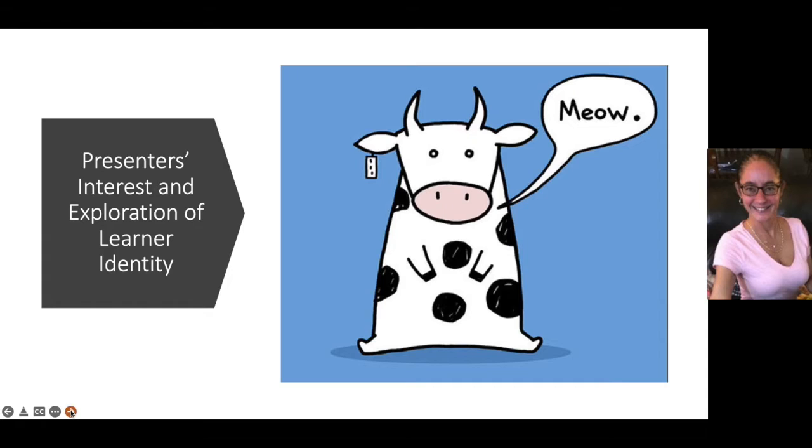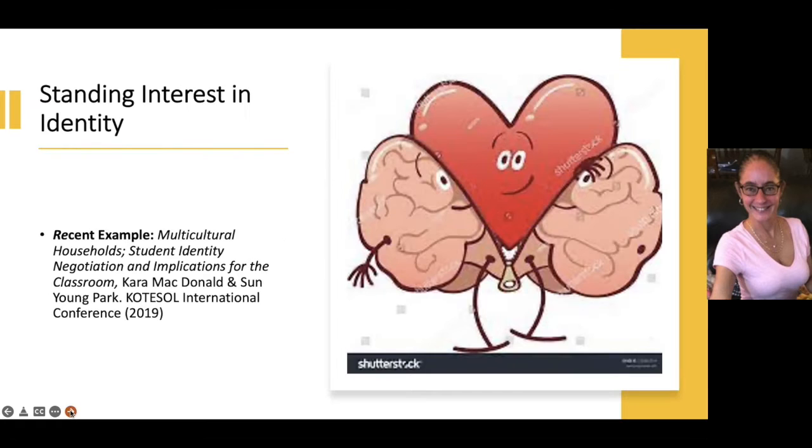And I think that it's interesting, and there's a lot of curiosity for us about what a learner identity is and how they negotiate that, because it's not something static, and we'll see that a little farther on. So we have a standing interest in identity.